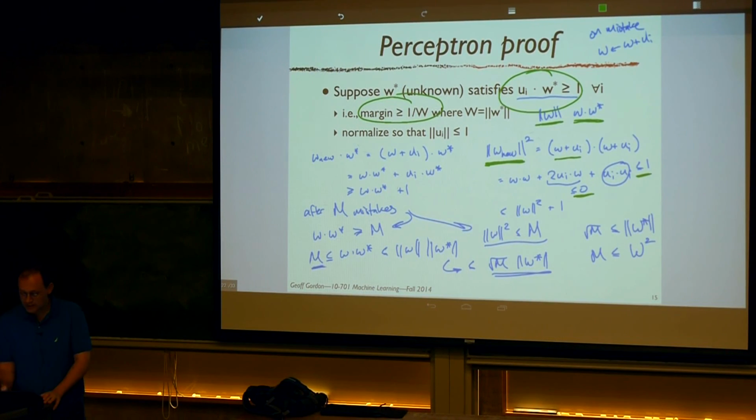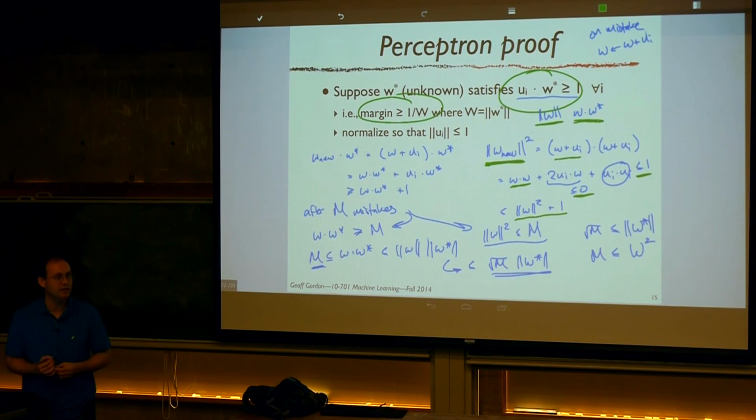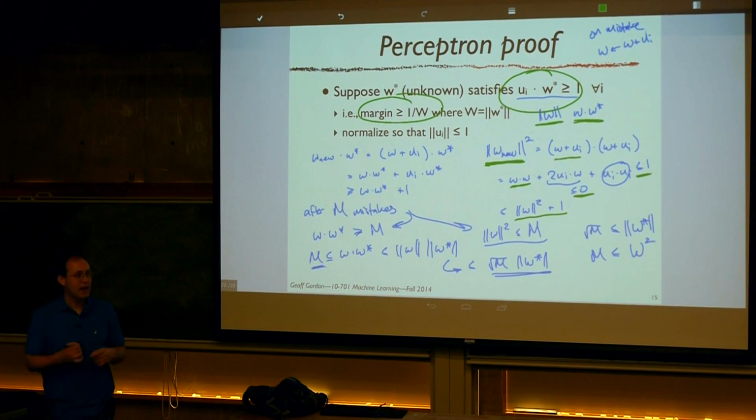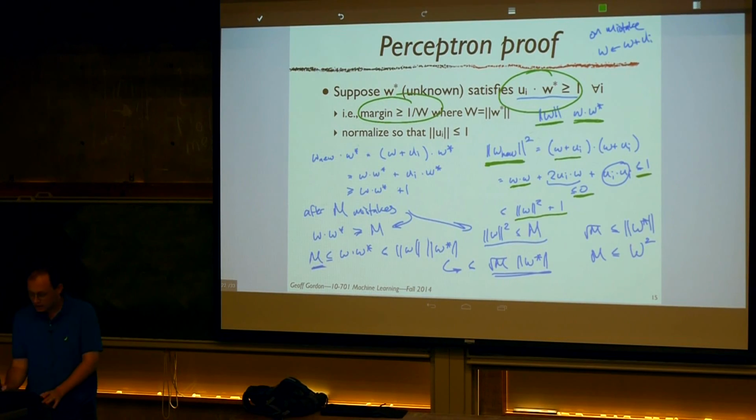And then this here is just the squared norm of W. So the new squared norm is the old squared norm plus 1. It's at most that, and that happens on every mistake. So if there are m mistakes, we get that the squared norm can't be any larger than the number of mistakes. Okay? So, questions on that part?